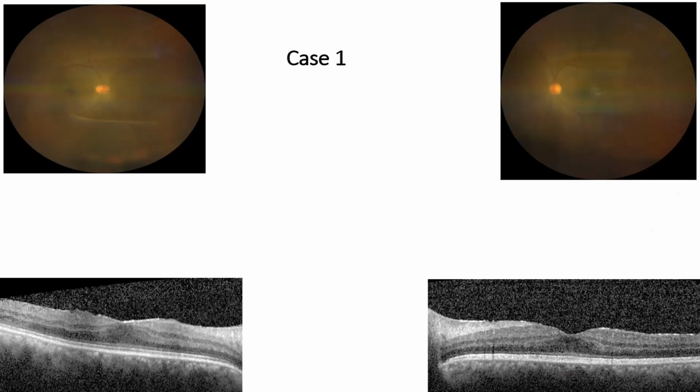So this was a young female, a 32-year-old, who was a known case of SLE, and she was treated with immunosuppressive drugs and with oral steroids. She initially underwent cataract surgery, and after that her vision improved to 6/12 in both eyes. Later on, 6 months post cataract surgery, she came with complaints of decrease in vision in both eyes.